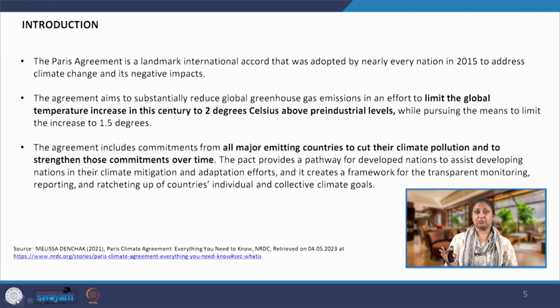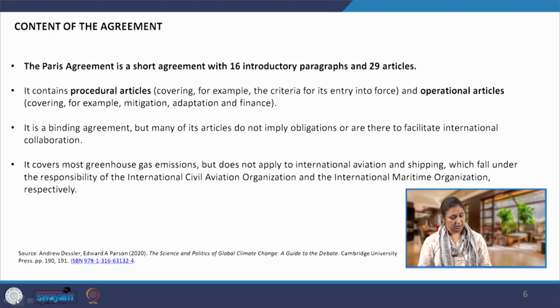So, irrespective of developed or developing countries, all major emitting countries are to cut their climate pollution and to strengthen those commitments over time. So, unlike Kyoto Protocol, there are certain distinctions, but there is no distinction between developed countries and developing countries. All countries are required to cut down their emissions, which was not there in Kyoto Protocol earlier.